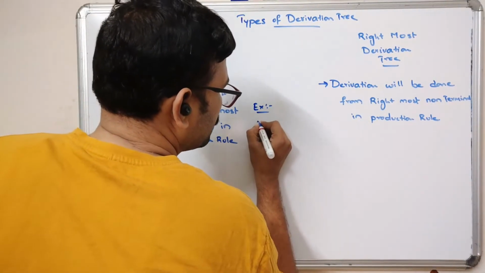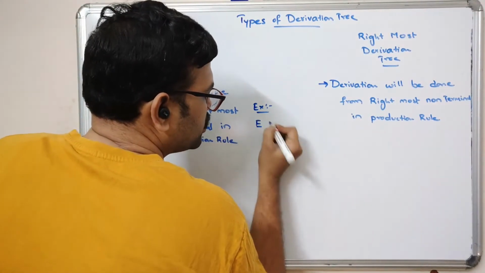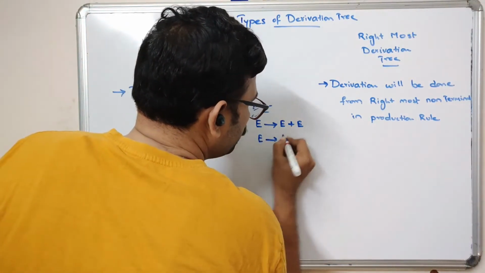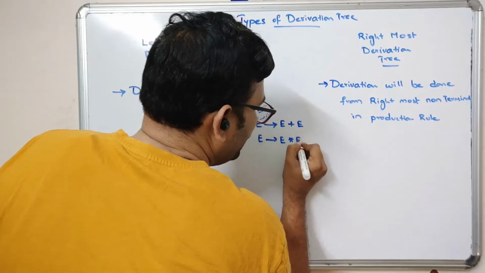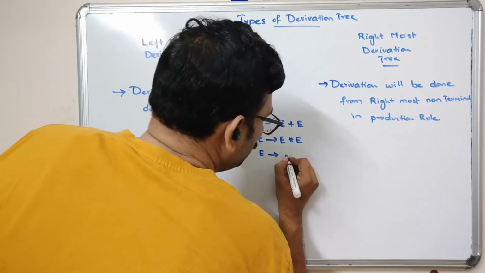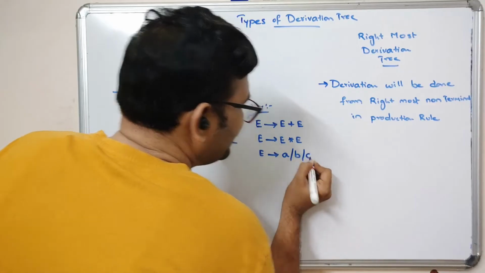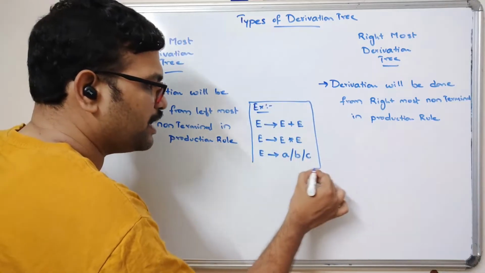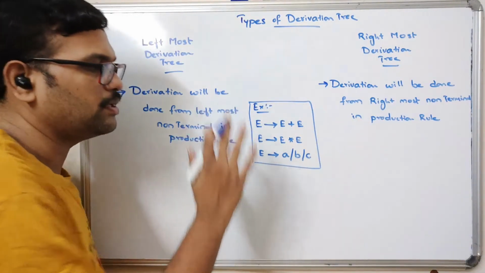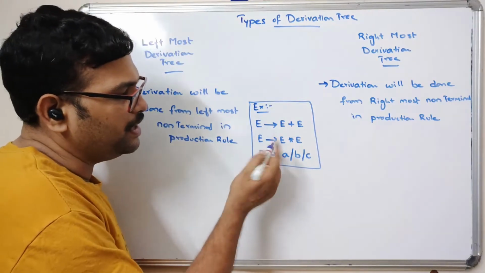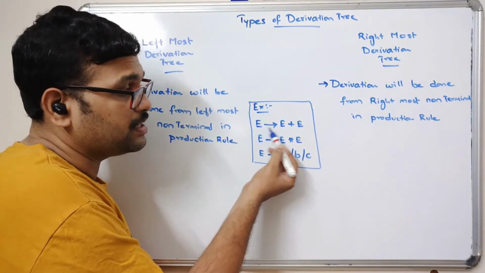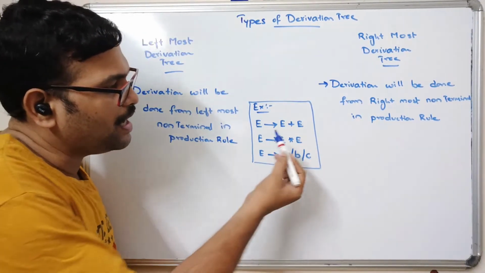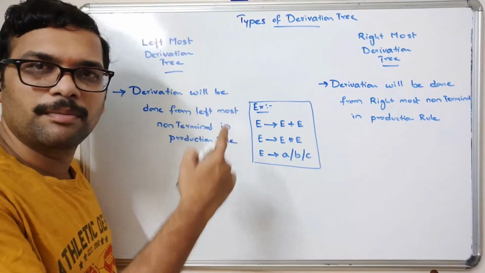Example, let us take the productions. E tends to E plus E, and again E tends to E into E, where E tends to A or B or C. So this is the example. We need to construct the rightmost derivation tree and the leftmost derivation tree for this particular grammar. Here the terminals are plus, star, A, B and C. All these are the terminals. And the non-terminal is E, only one non-terminal.